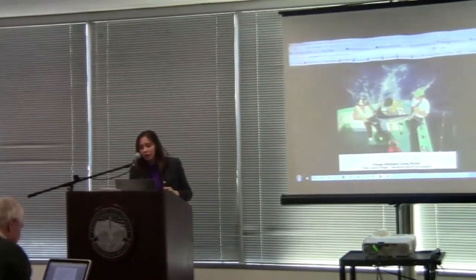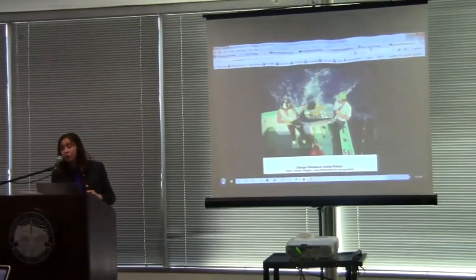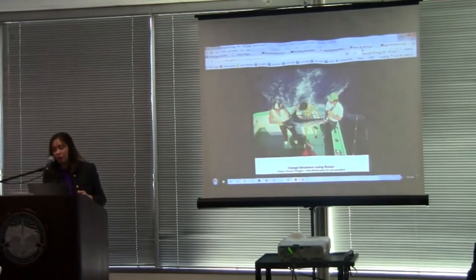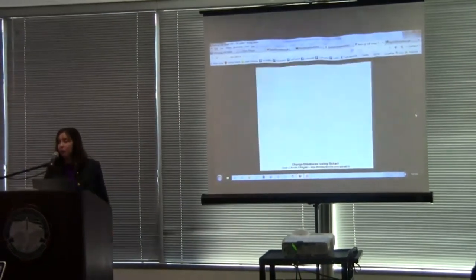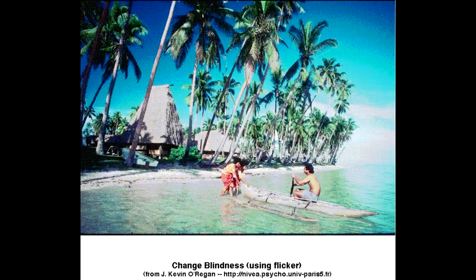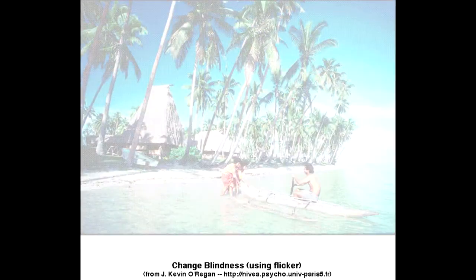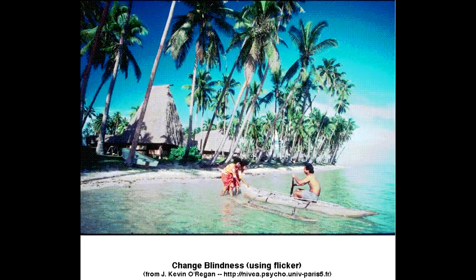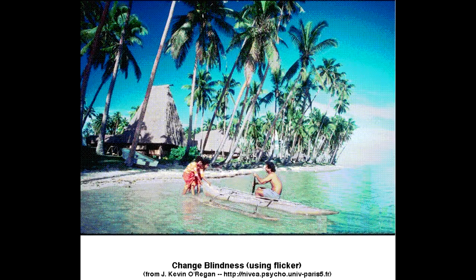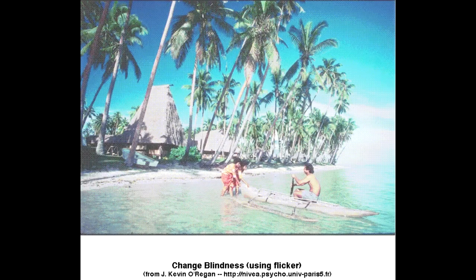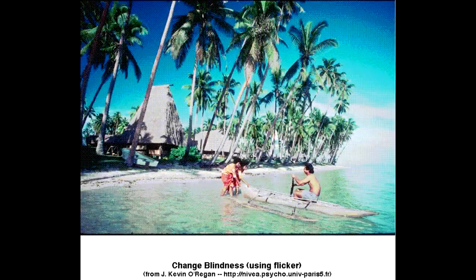Now, here's one that probably will not provoke any change blindness, and I'll tell you why in a second. Okay, do we all see the change here? Yeah. All right, the flicker's the same, but what Rensink and O'Regan found is that elements that are what they call the central interest of the picture are immune to change blindness.